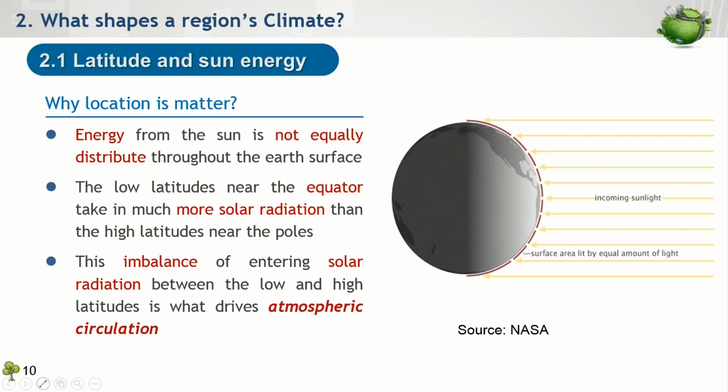Another reason is because the Earth is tilted. The polar region receives no sunlight during winter time, while at the equator, sunlight is available every day for the whole year.